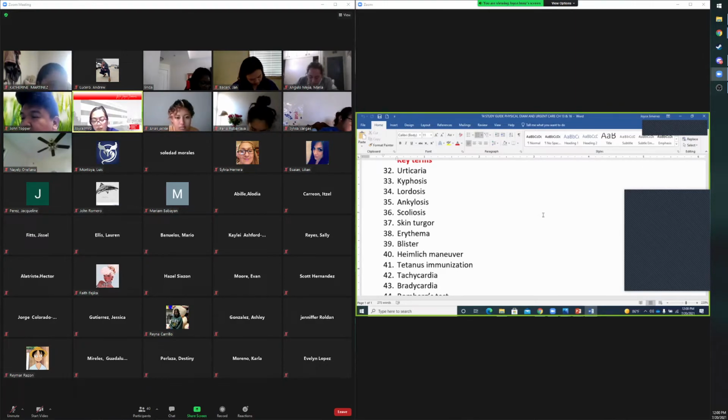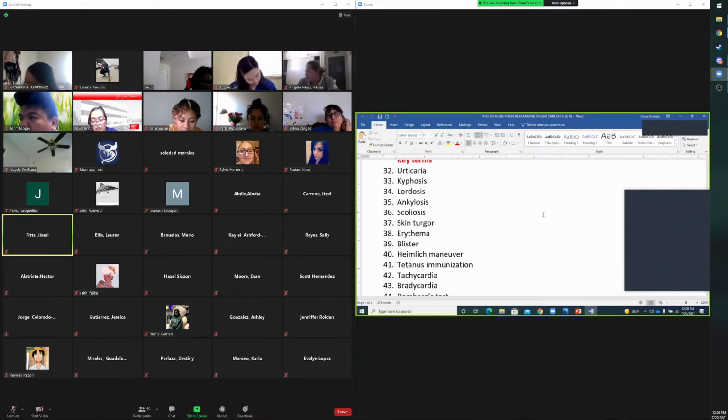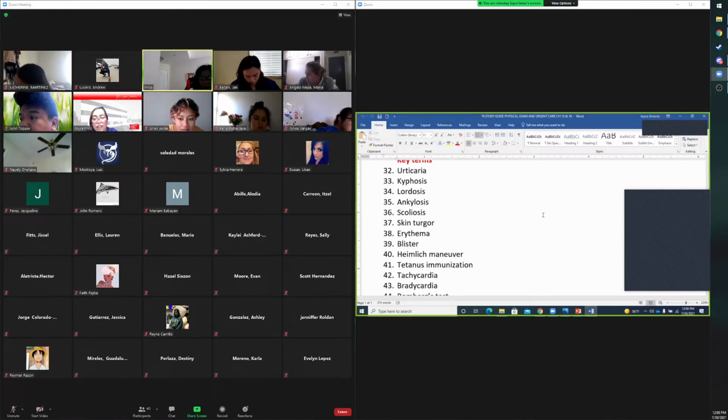Kyphosis. Where is kyphosis happening in the spine? In the lumbar? Kyphosis, the thoracic. Thoracic spine, no? Thoracic. Lordosis. Lumbar? Lumbar, yes. L and L, lumbar. Lordosis, lumbar. What is ankylosis?